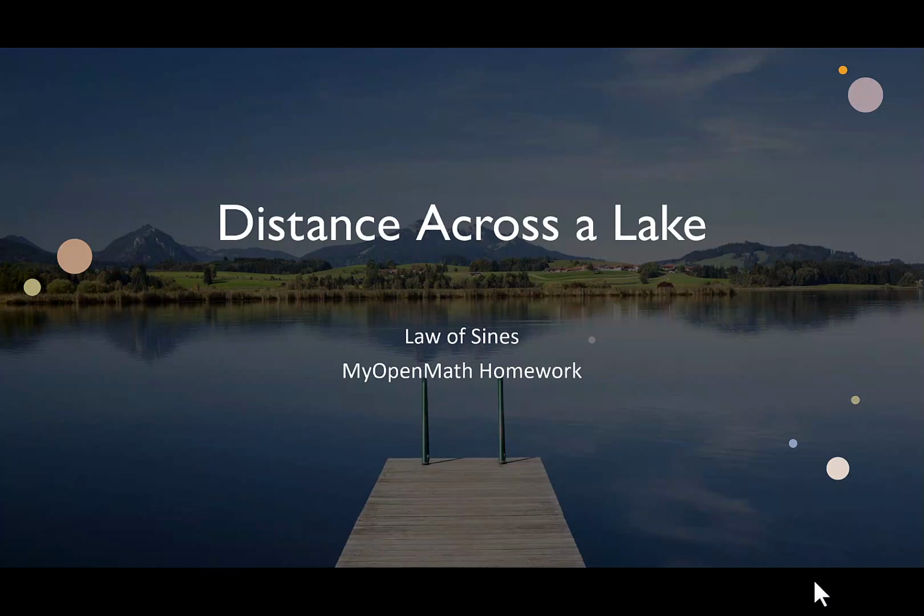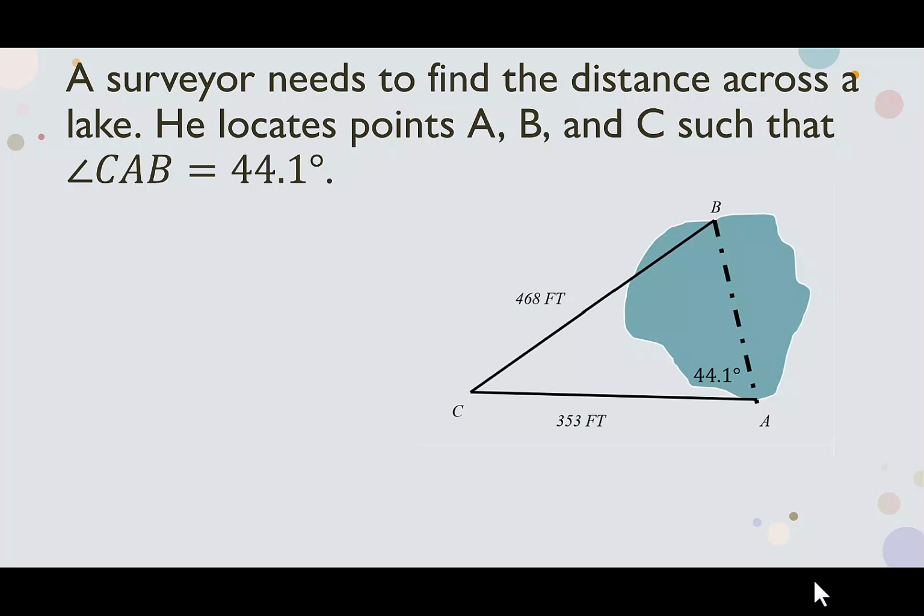Everybody. In this problem, we're going to use the law of sines to find the distance across a lake. Our problem says a surveyor needs to find the distance across a lake. He locates points A, B, and C such that the angle CAB is 44.1 degrees. The distance from C to B, which is across from angle A, is 468 feet, and the distance from A to C, which is across from angle B, is 353 feet.